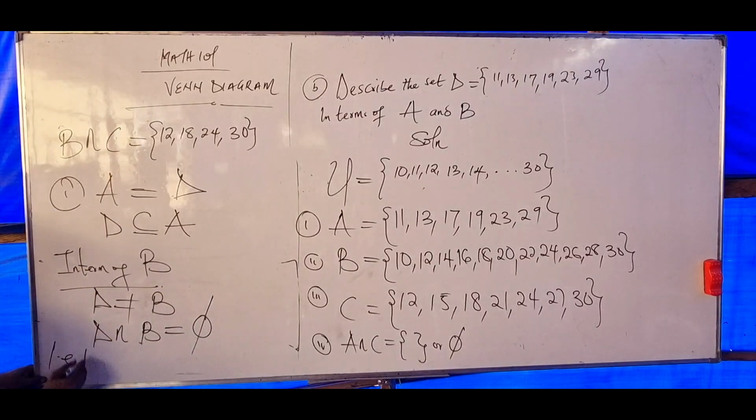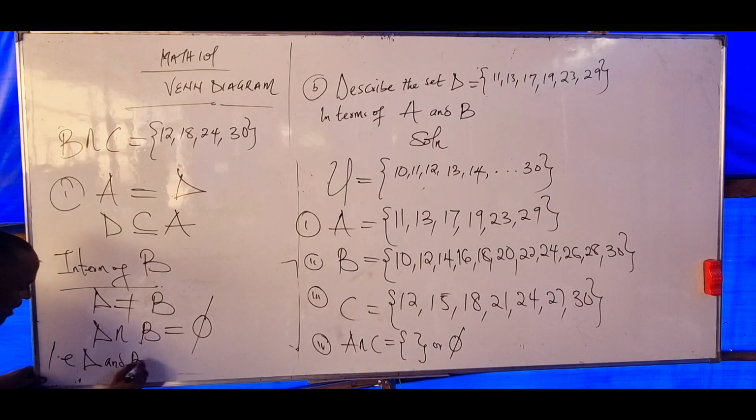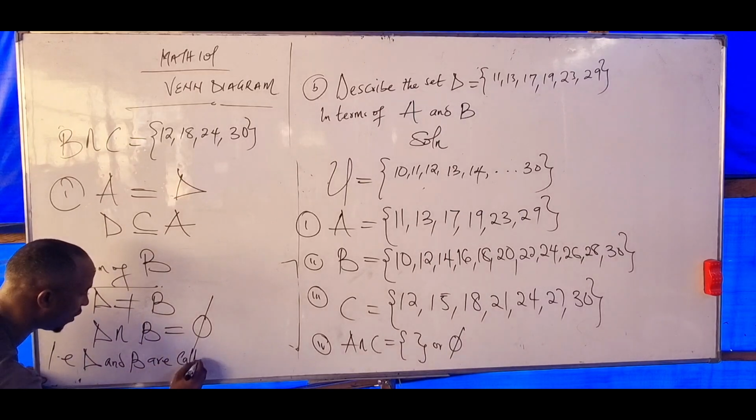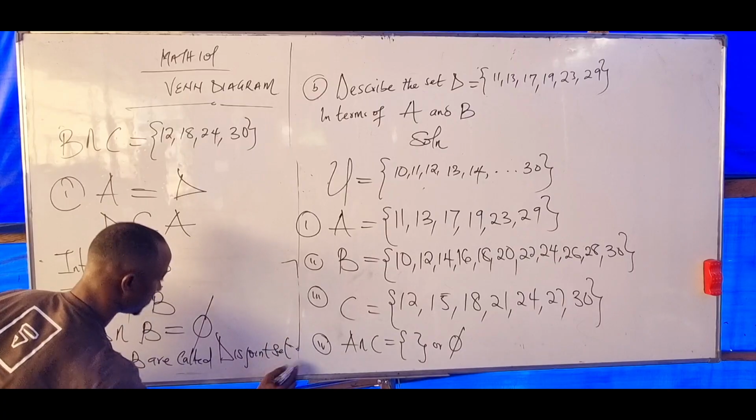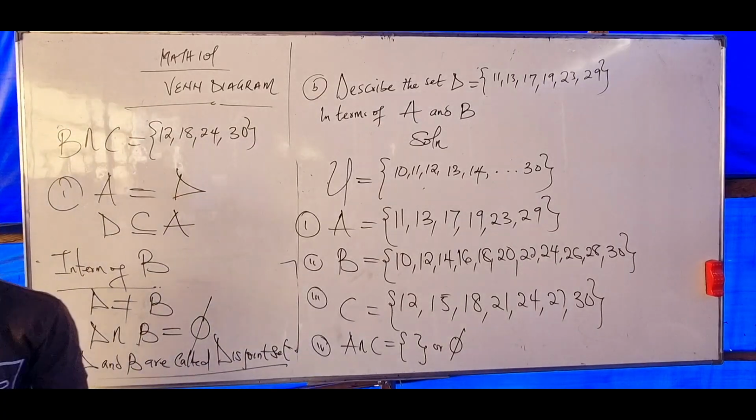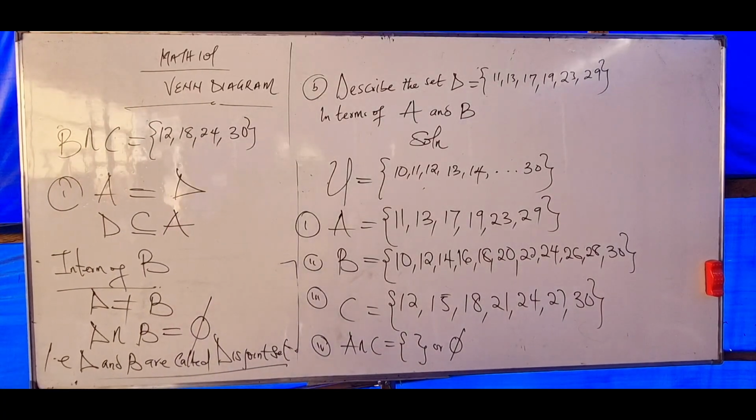That is, D and B are called what? They are called disjoint sets. This is their description. Any question?